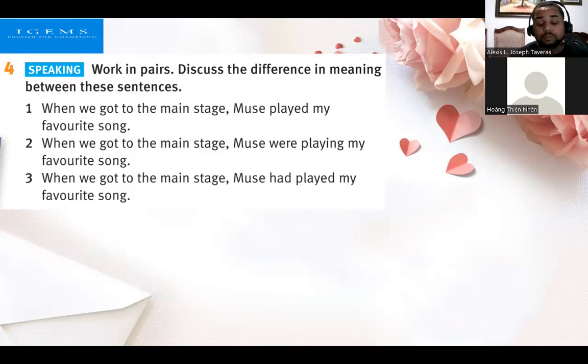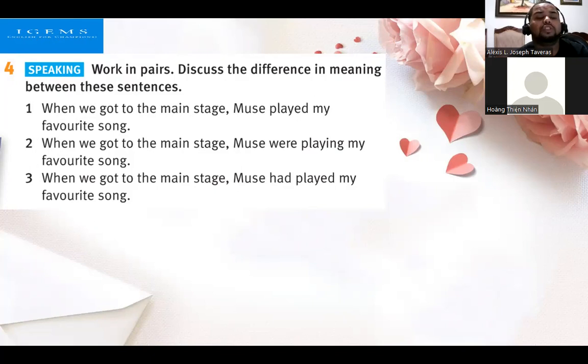First, when we got to the main stage, Muse played my favorite song. That means when they got to the stage, they had already played; they finished playing the favorite song. Muse were playing my favorite song: when they got to the main stage, the event of playing the song was still happening. And Muse had played my favorite song means that it played before, I guess.